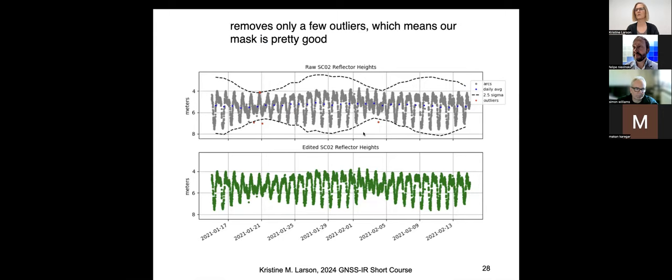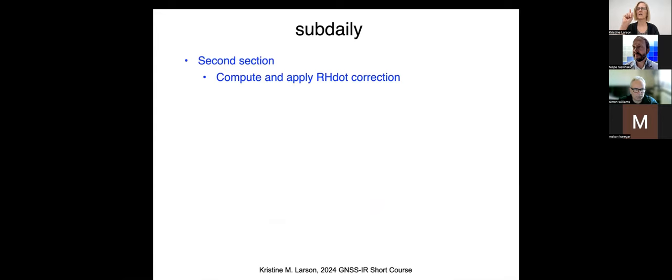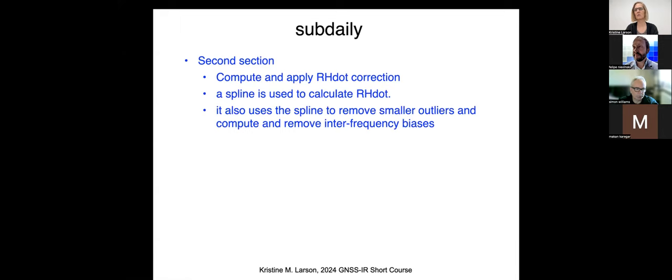The next thing it does is that H dot correction. H dot and RH dot are the same. I shouldn't use both terms, I apologize. So it's just that, you know, that in Simon's case, it was moving way more than this site. Here it's an effect that you can see, but it's not as huge. Now we're using a spline, so that assumes smoothness right there, but it's better than nothing. And Simon's right, you need to do something. It also uses that spline to remove smaller outliers and remove the interfrequency biases.